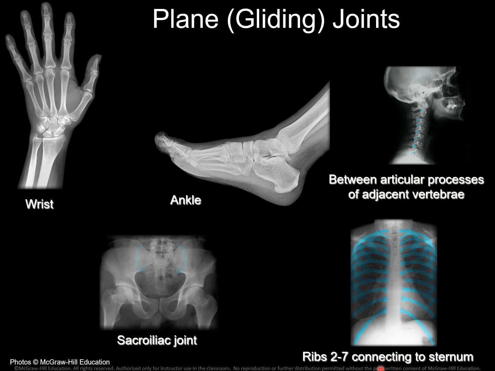All right, and then ribs 2 through 7. All the rest of your true ribs, except for rib number 1, have that direct connection to the sternum, and these are plane joints. These are synovial joints.